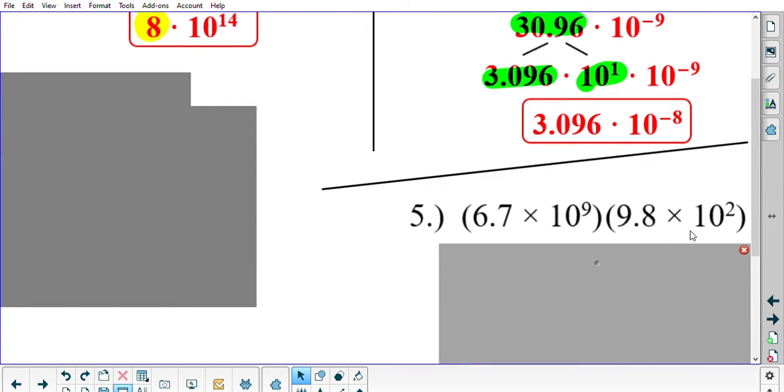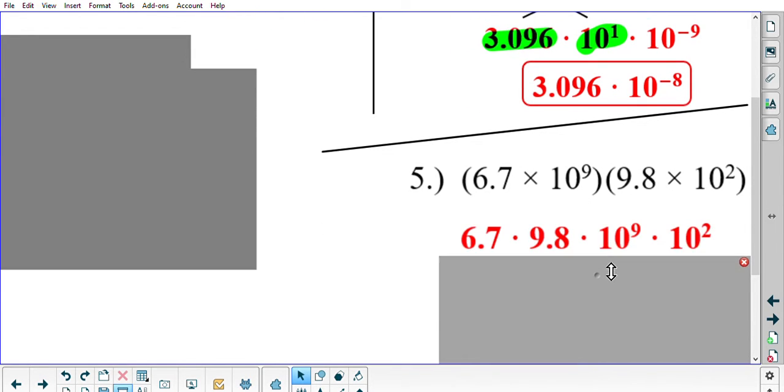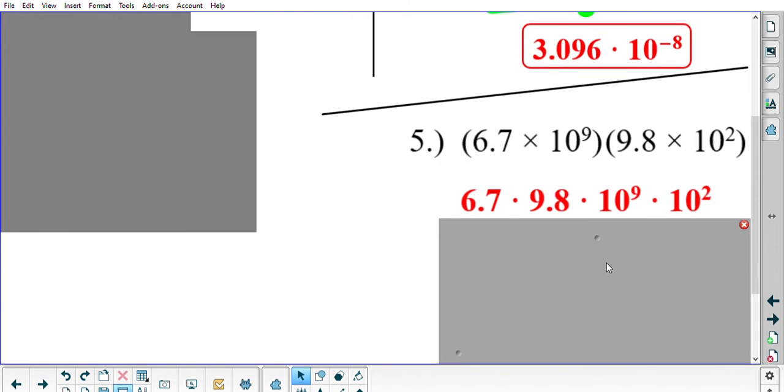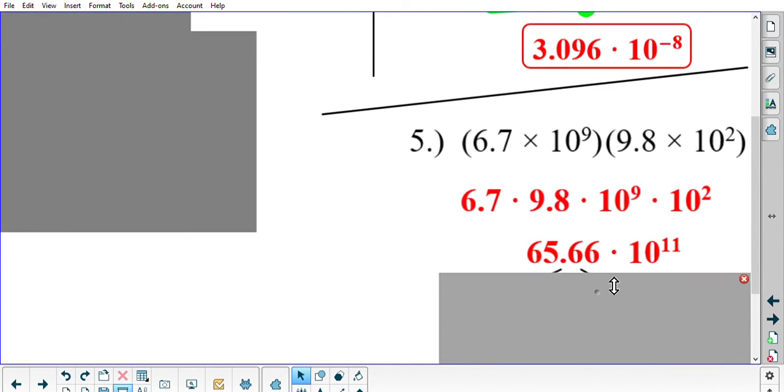And then finally, problem number 5. Again, same idea. Use the commutative property. 10 to the 9th and 10 to the 2nd is going to give you 10 to the 11th. 6.7 times 9.8, if you go off to the side and figure this out, it will be 65.66.